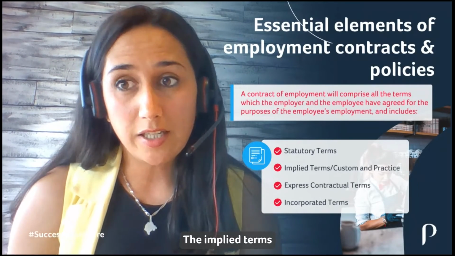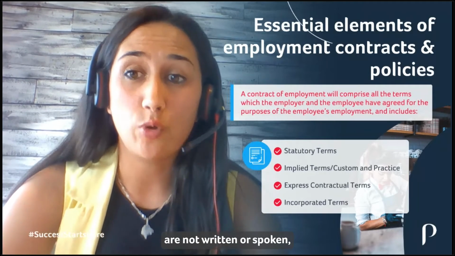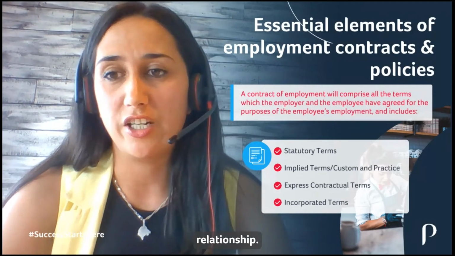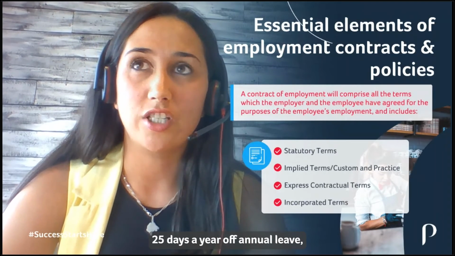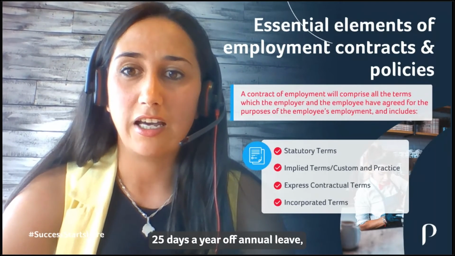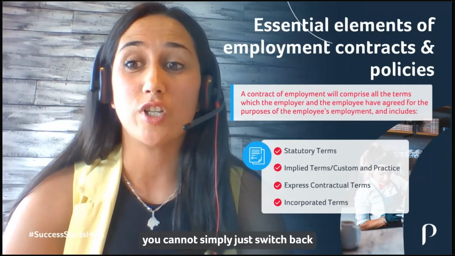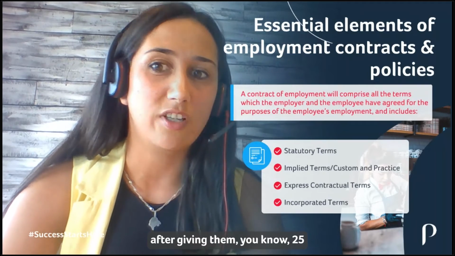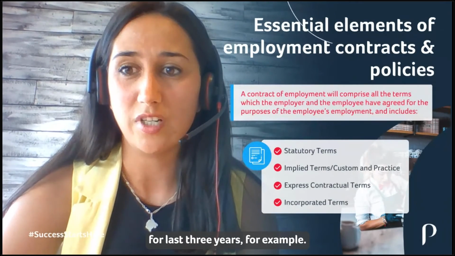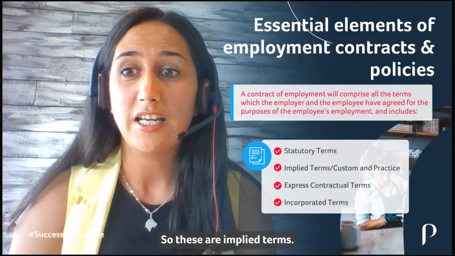The implied terms, on the other hand, are not written or spoken, but they govern the employment relationship. So, for example, if you have been giving employees 25 days a year of annual leave, you cannot simply switch back to giving them 20 days after giving them 25 for the last 3 years, for example. So these are implied terms.